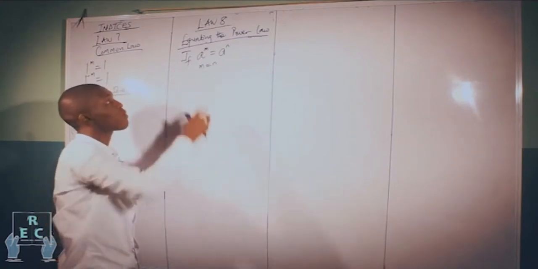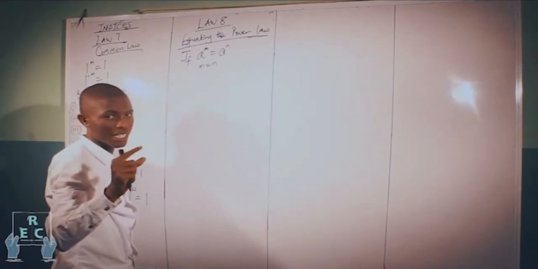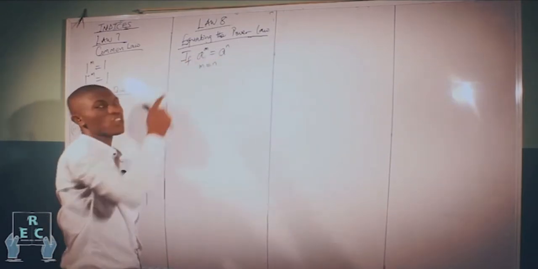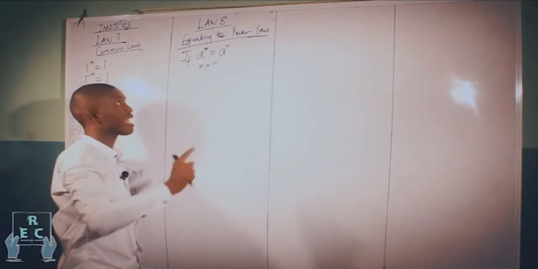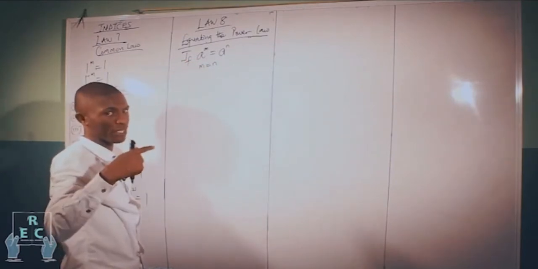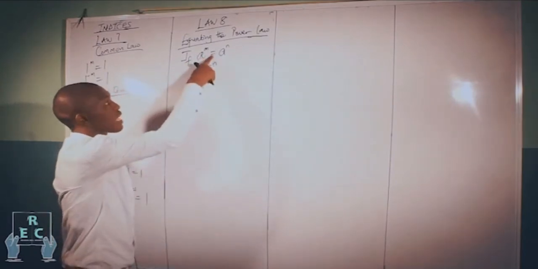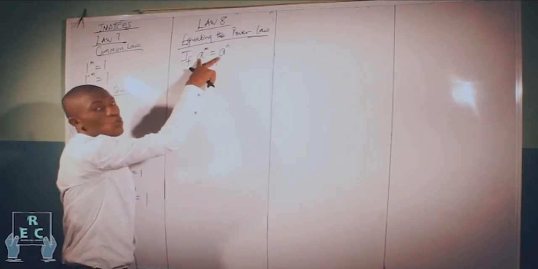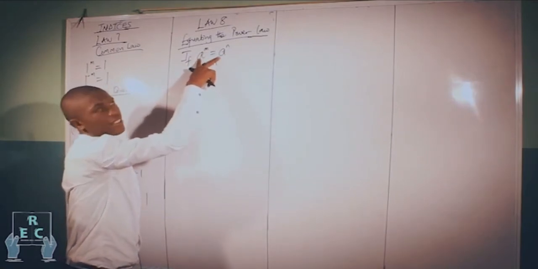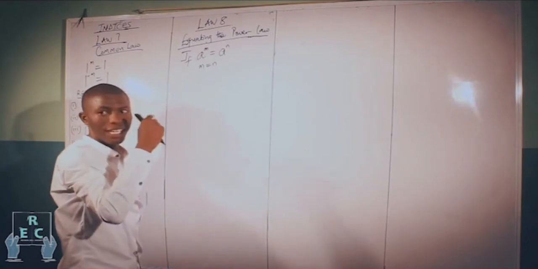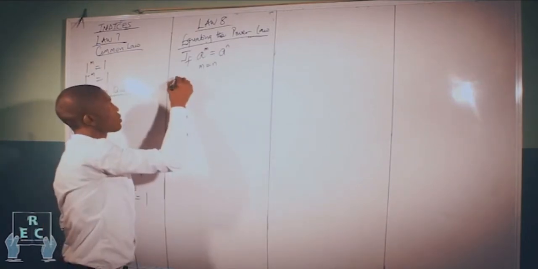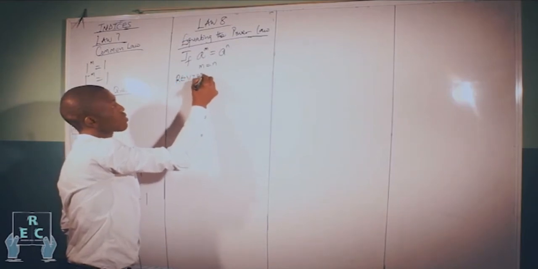Why? Anytime you have an equals to sign separating two equal bases, then you equate the power. I repeat, anytime you have an equals to sign separating two same bases, you equate the power. You do get? Let's take a few examples, our revision questions.